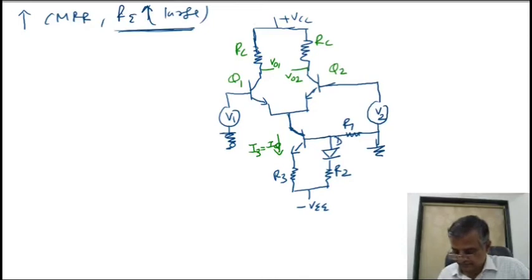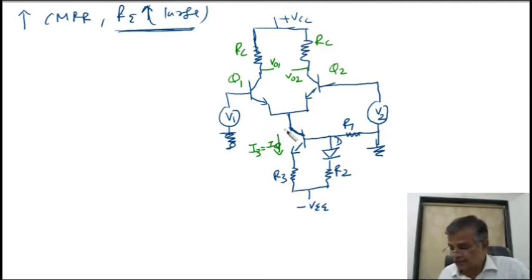Second thing, this is your unbypassed emitter resistor. And you have studied in the last semester that the unbypassed emitter resistor provides you current series feedback, negative feedback. Current series negative feedback. So this offers very high resistance, that you studied. So this is an example. It provides a current series feedback, so this offers very high resistance.